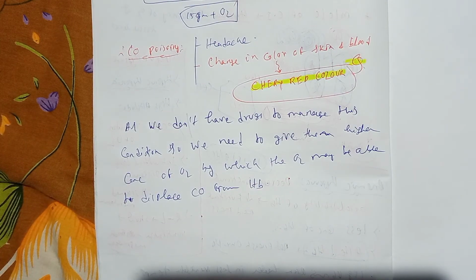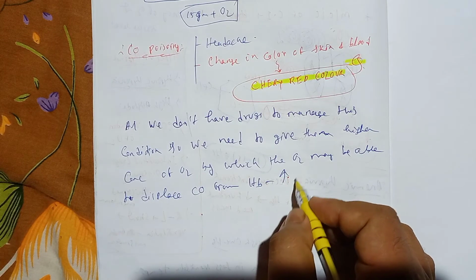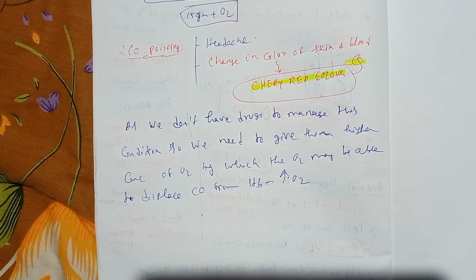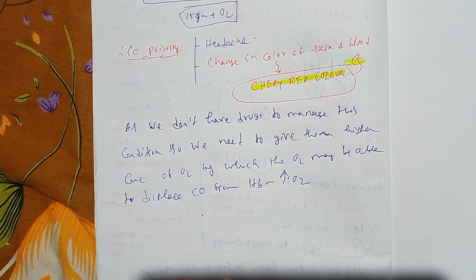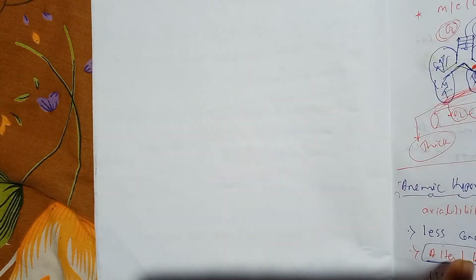As a result, the partial pressure of the oxygen will get increased, and it can displace the carbon monoxide from the hemoglobin there. You understood? I think you understood. Okay, this was all about our anemic hypoxia.